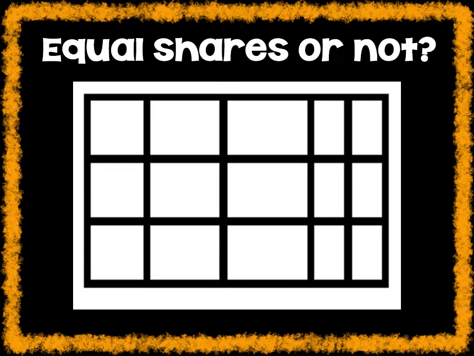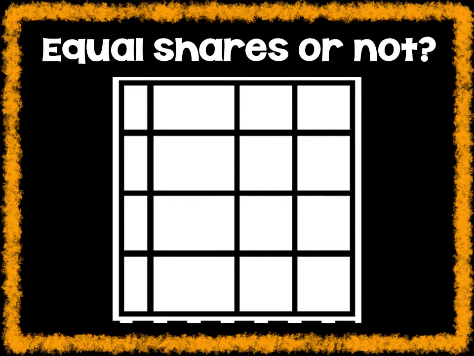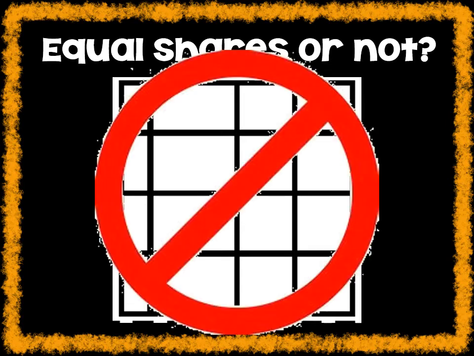Imagine this was someone's birthday cake and you cut it into 15 pieces. Did you cut it into equal pieces? Are the pieces all the same size? No, they're not. You got some skinny pieces on the ends and some bigger pieces in the middle, so those are not equal shares. How about, is this one made of equal shares? No, again, we have some skinny pieces along the left side, some bigger pieces in the middle, some sort of middle-sized pieces. So those are not equal shares.